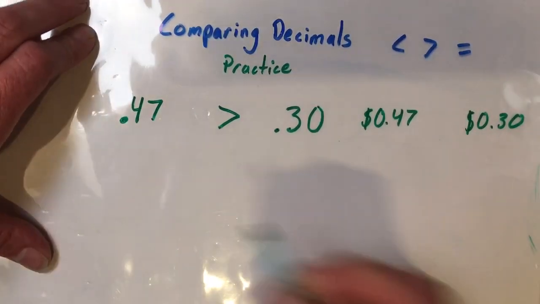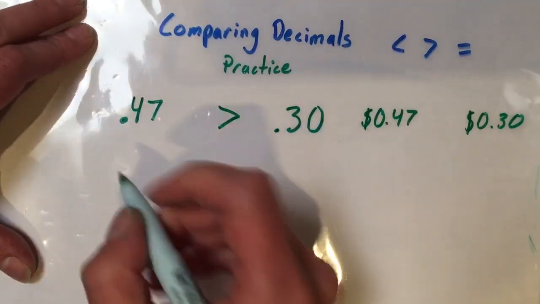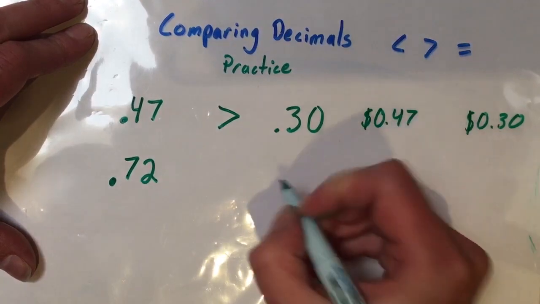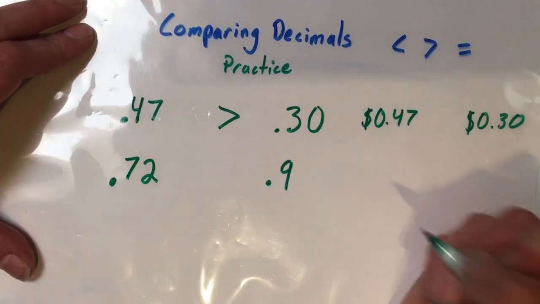All right, I'm going to give you one more, and then I'm going to give you a challenge. So let's try this. Let's try 72 hundredths versus 9 tenths.